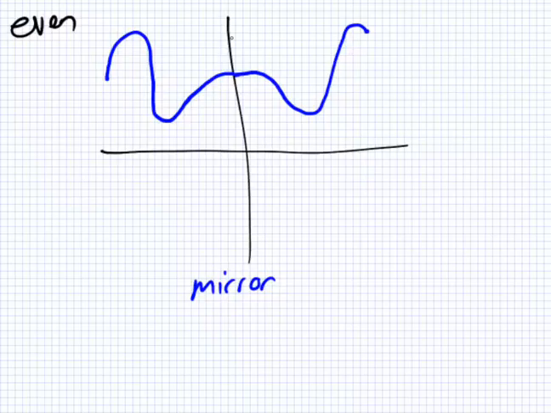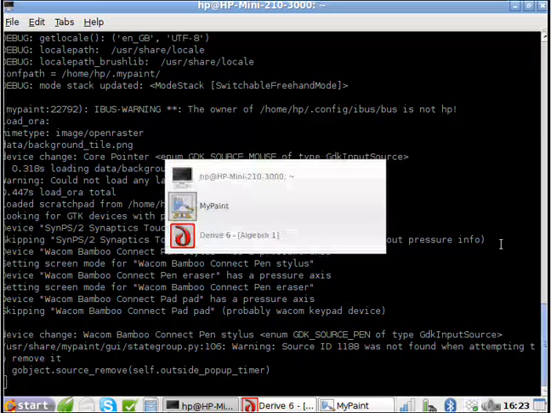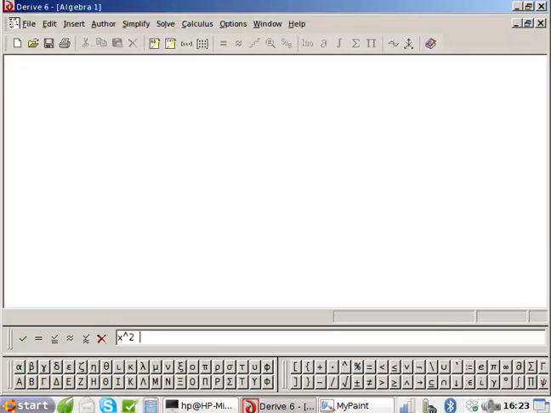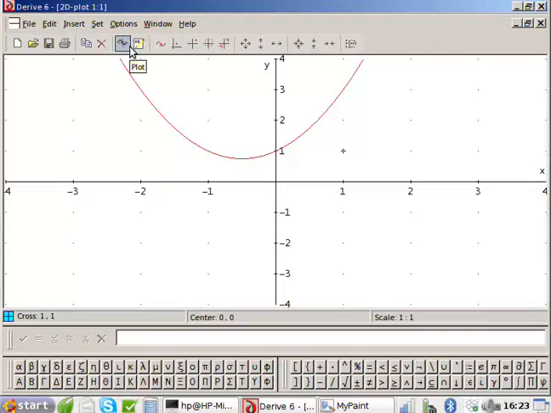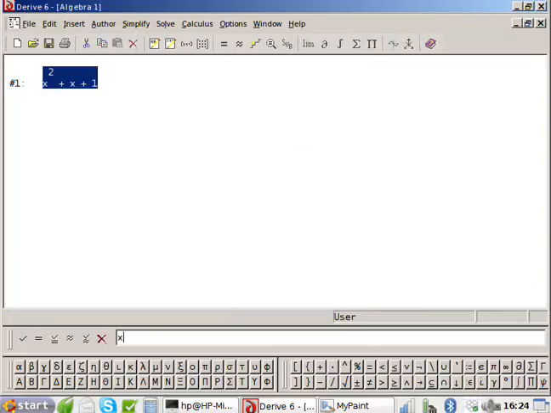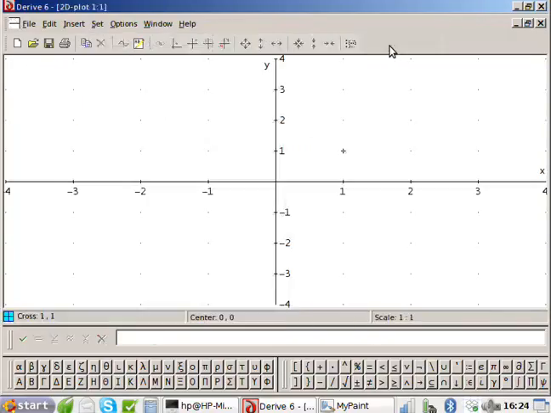How can we tell from the graph if something is even or odd? If a function is even, what you'll notice about the graph is the shape of the curve on the left should match exactly the shape on the right. So basically, even functions always have a perfect mirror image. And when you think about the x squared graph, it does have this mirror image shape, doesn't it?